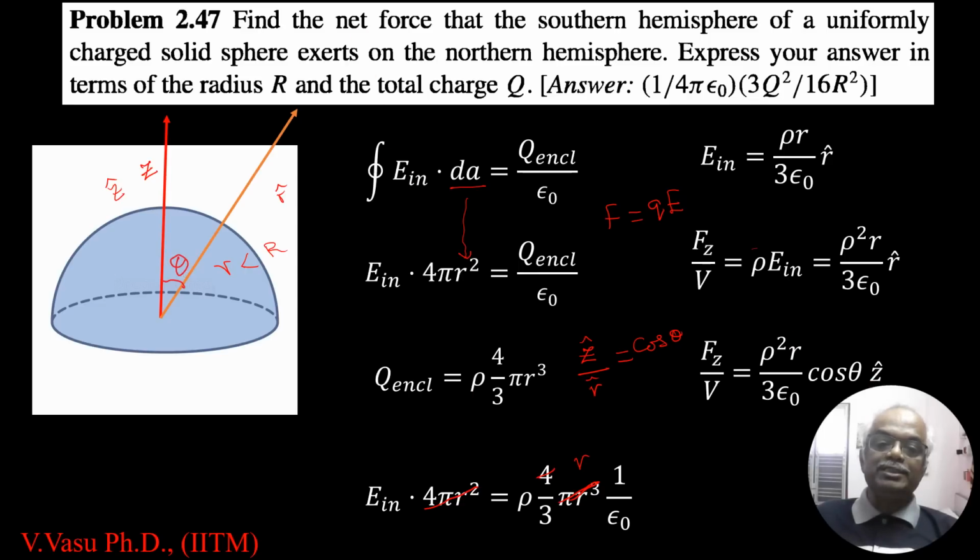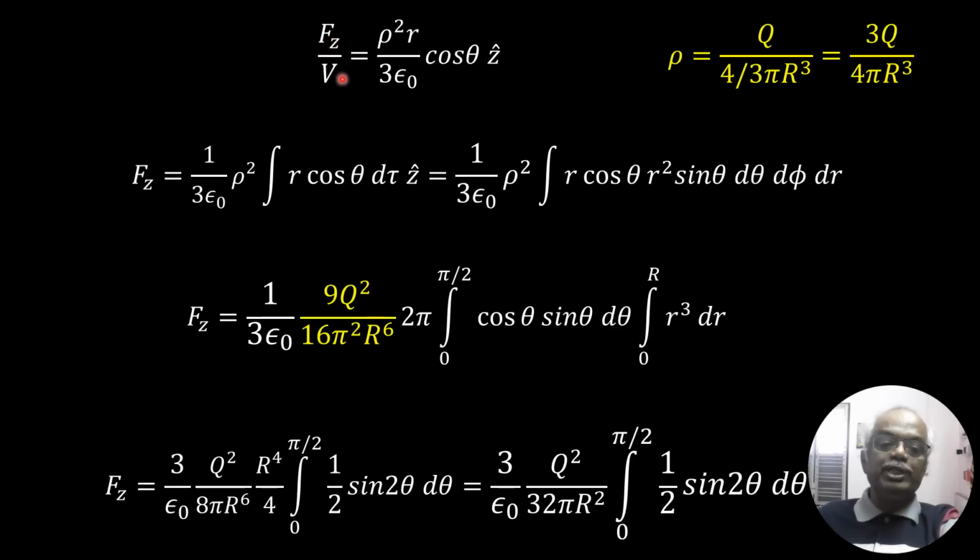We will further simplify this. Here you can take rho squared over 3 epsilon naught outside because it is a constant. Then you will have r cos theta d tau, that is, we are integrating over a small volume d tau along the z direction. You know very well that d tau in spherical coordinates is r squared sine theta dr d theta d phi. If you integrate d phi between 0 to 2 pi, you will get 2 pi. I am bringing that 2 pi outside.